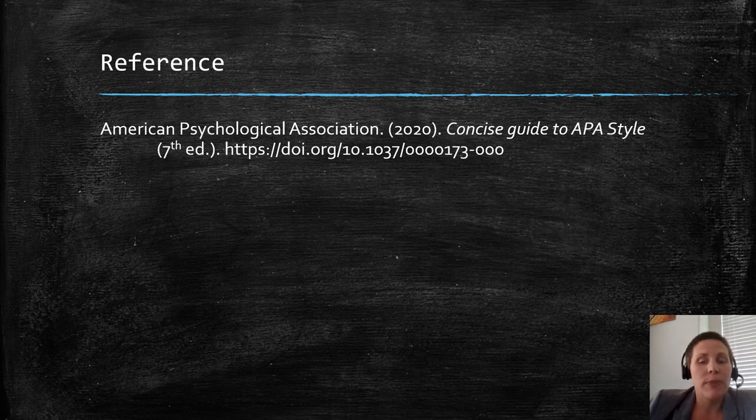And information from this presentation came from the American Psychological Association, published in 2020. The book is The Concise Guide to APA Style, 7th edition, and here is the source reference.